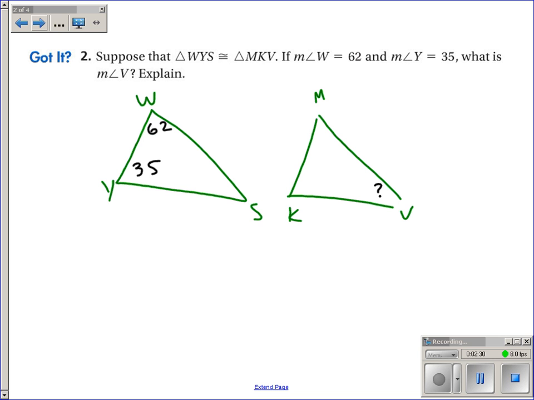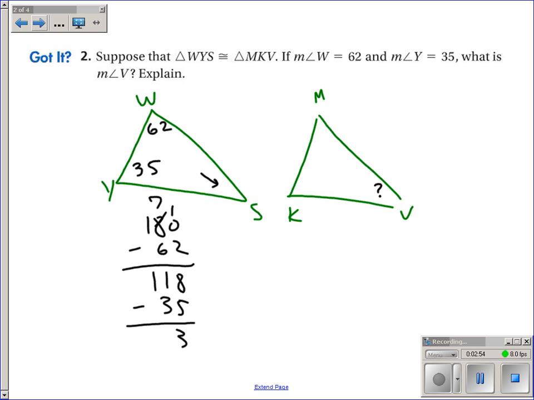So I will use the same method that was used in the video, and I'll first find the measure of angle S. Since S and V are corresponding parts, they must be congruent. Now we find S because 180 minus 62 is 118, minus 35 is 83. So this is 83 degrees, and because angle S is congruent to angle V, the measure of angle V must also be 83 degrees.